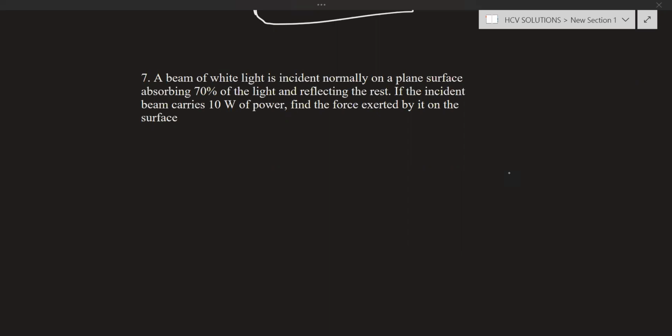A beam of white light is incident normally on a plane surface, absorbing 70% of light and reflecting the rest. If the incident beam carries 10 watt of power, find the force exerted by it on the surface.